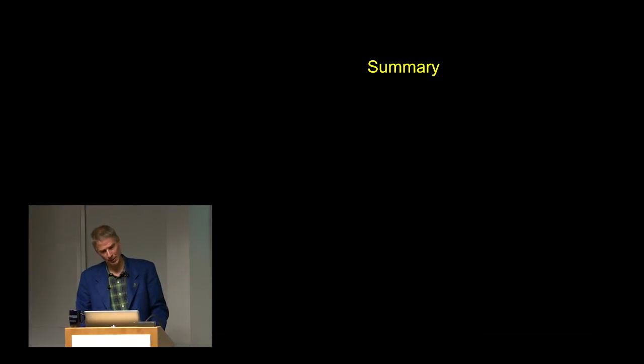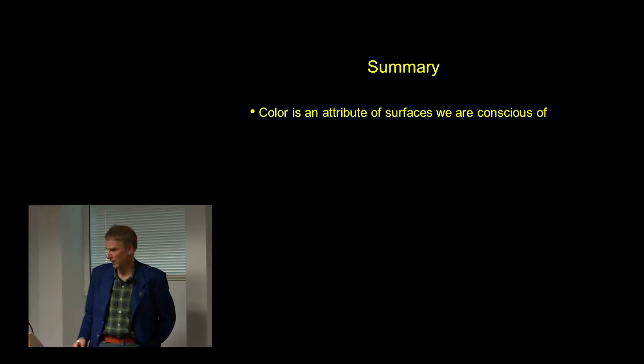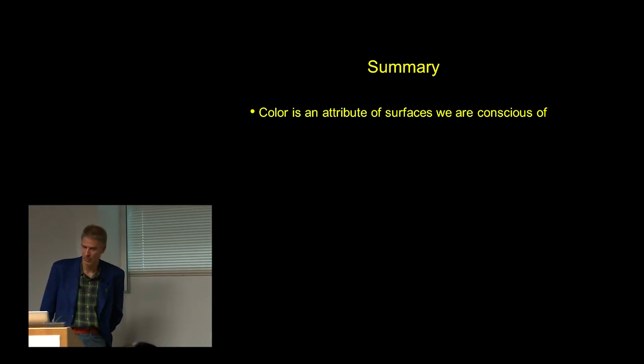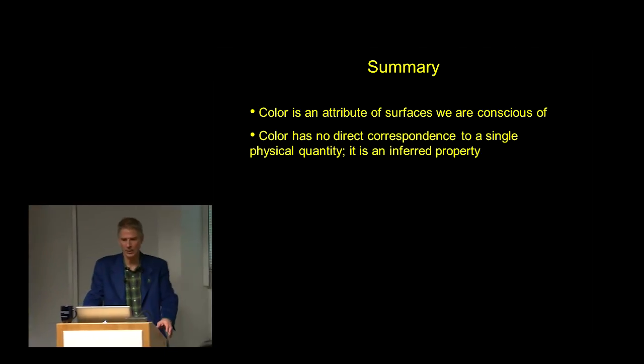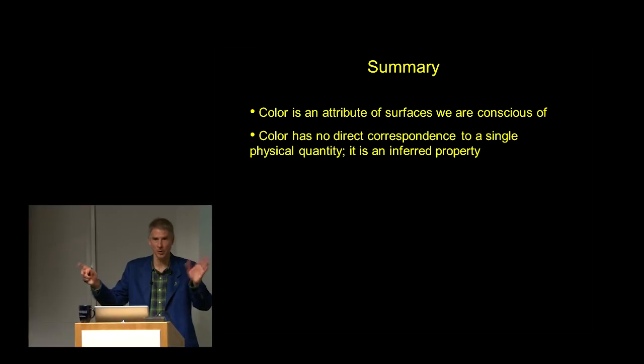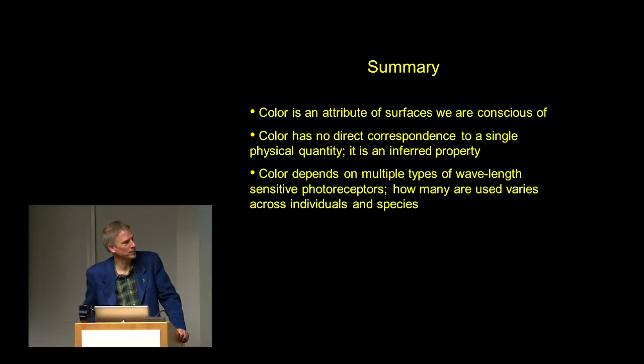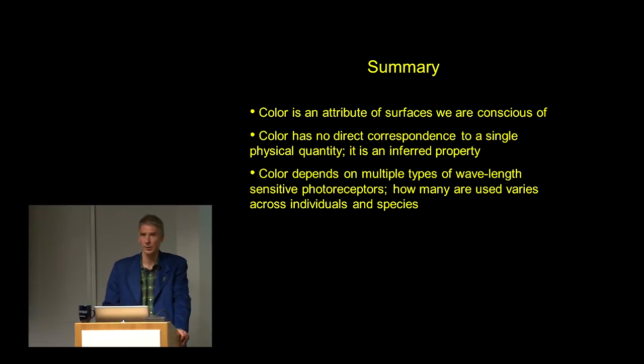All right, so in summary, color is an attribute of surfaces that we are conscious of and that we use in our everyday vision. Color has no direct correspondence to a single physical quantity. It's a compared quantity among, in most of us, three neuronal populations, and depends on all sorts of other things. It depends on multiple types of wavelength sensitive photoreceptors. How many photoreceptors are used varies across individuals, i.e. in humans from 0 to 4, and across species from 2 to 12.